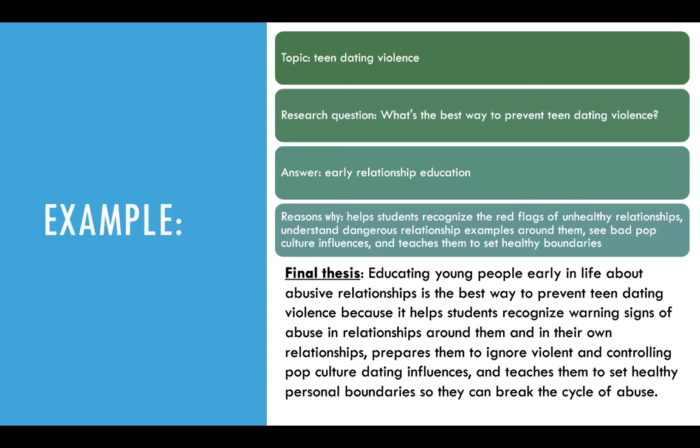So the final thesis: educating young people early in life about abusive relationships is the best way to prevent teen dating violence. See, that part of the sentence right there answers my question. What's the best way? Educating young people early in life about abusive relationships is the best way to prevent teen dating violence, because it helps students recognize warning signs of abuse in relationships around them and in their own relationships, prepares them to ignore violent and controlling pop culture influences, and teaches them to set healthy personal boundaries, so they can break the cycle of abuse.